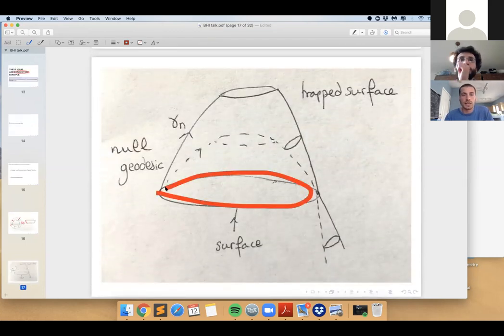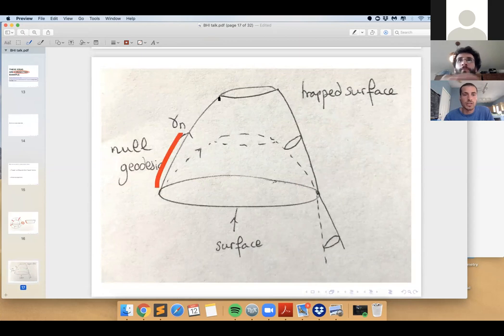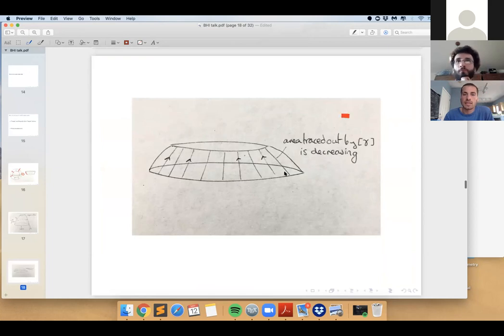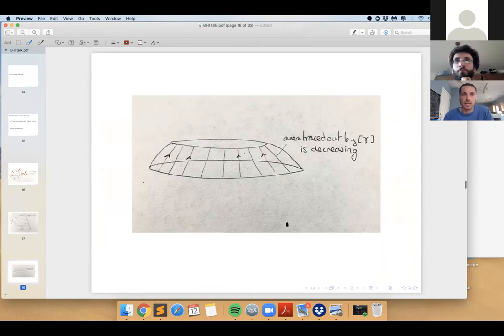I've got a surface here, and I've got my null geodesics that are emanating from this surface, and the light cones are kind of bent inwards because of the pull of the gravitational attraction. Another way of saying this is that the area traced out by the null geodesics is decreasing. So here is my surface. These are the null geodesics, and the area that's swept out by these null geodesics is going down.